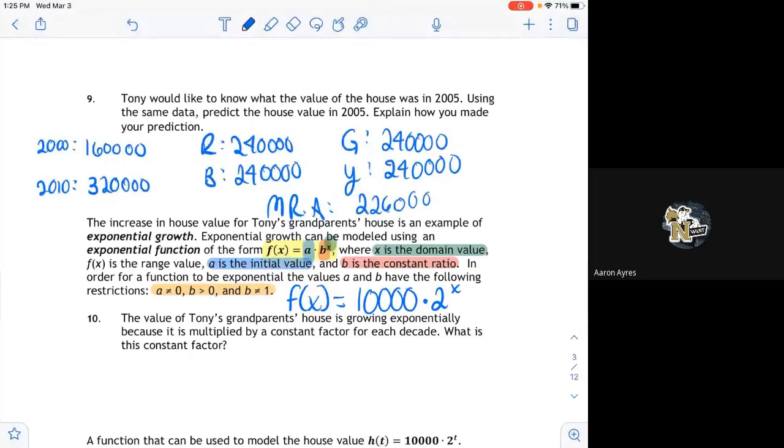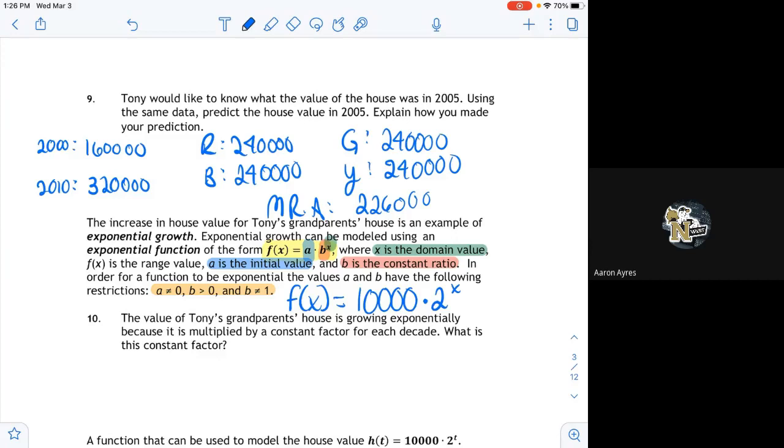For example, let's try it out. Let's pretend I want to figure out the value of the house for 2 decades after 1960. So with me all together, class, x would be what value? 2. What is 2 squared? 4. What is 4 times 10,000? 40,000. You see how it works out? Are we okay with this? Good. That's really all it comes down to.